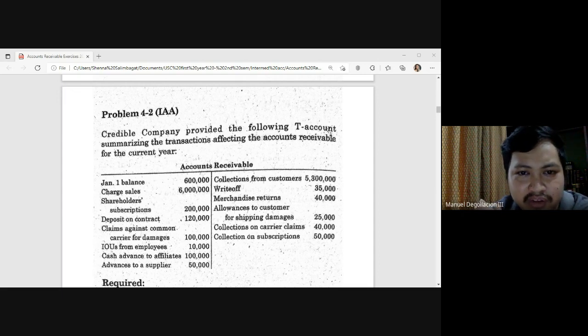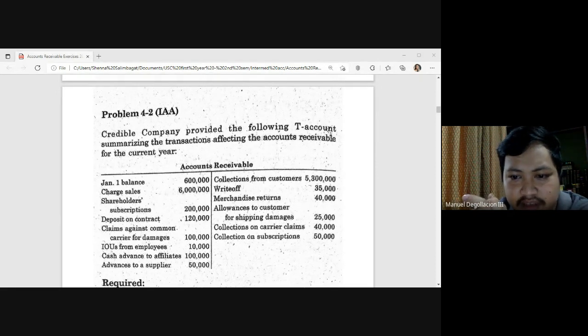So since normally contracts go beyond 1 year, class, contracts that will require separate recognition go beyond 1 year, so it will follow that the deposit related in that contract, which can only be recovered at the end of the contract, will be reported as a non-current asset. Claims against common carriers for damages, normally claims would be considered as a current asset, class.